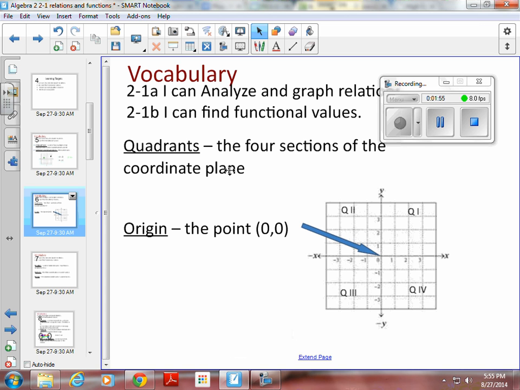Quadrants. Quadrants is the next word. We have 4 quadrants. They start with our positive, positive as quadrant 1, and go counterclockwise around here. So 1, 2, 3, and 4. They are always written in Roman numerals for some reason. But this is quadrant 1, quadrant 2, quadrant 3, quadrant 4. The origin is the point (0, 0).